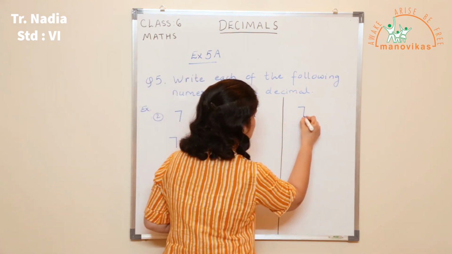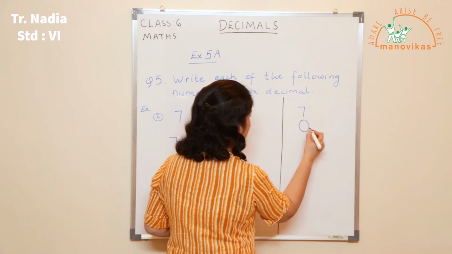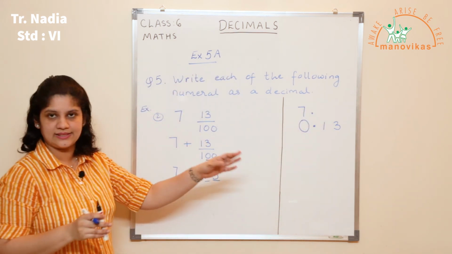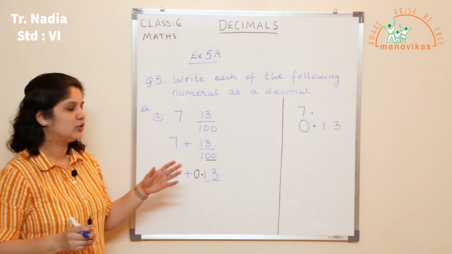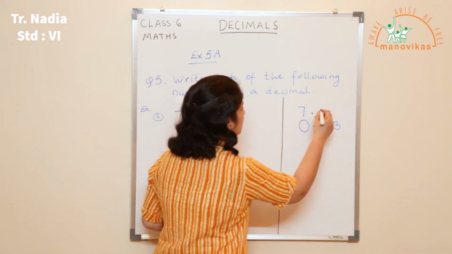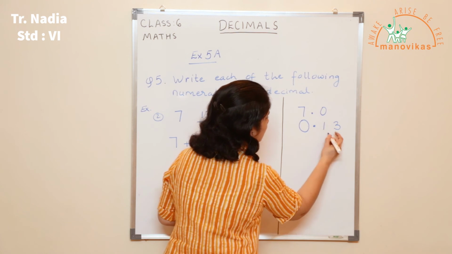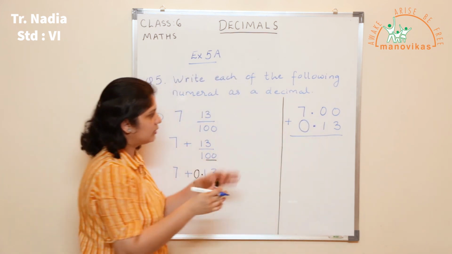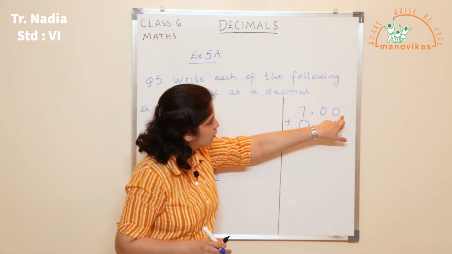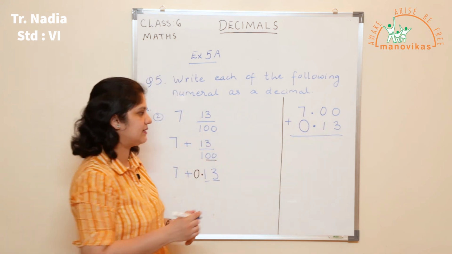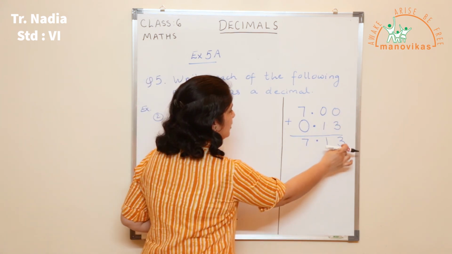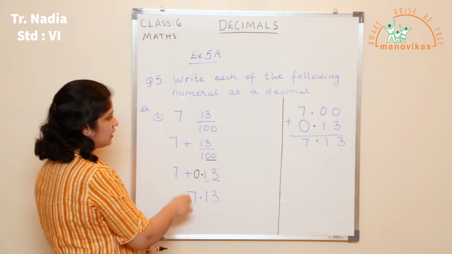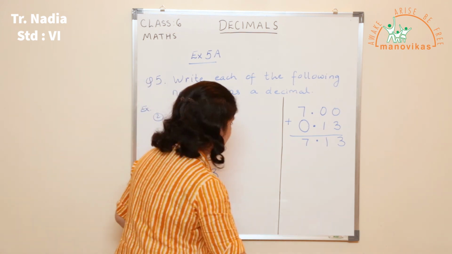Take it in the rough column. 7 is in the whole number part. Under the 7, put the 0.13. Now you can see 7 has got no decimal places. So again, to ease our addition, I will put zeros here. There are 2 decimal places over here. So here also I'll put 2 decimal places. Now both the numbers are having 2 decimal places. So it's easier to add. 0 and 3 you get 3. 0 and 1 you get 1. The decimal point comes down. 7 plus 0, 7. So the answer is 7.13.